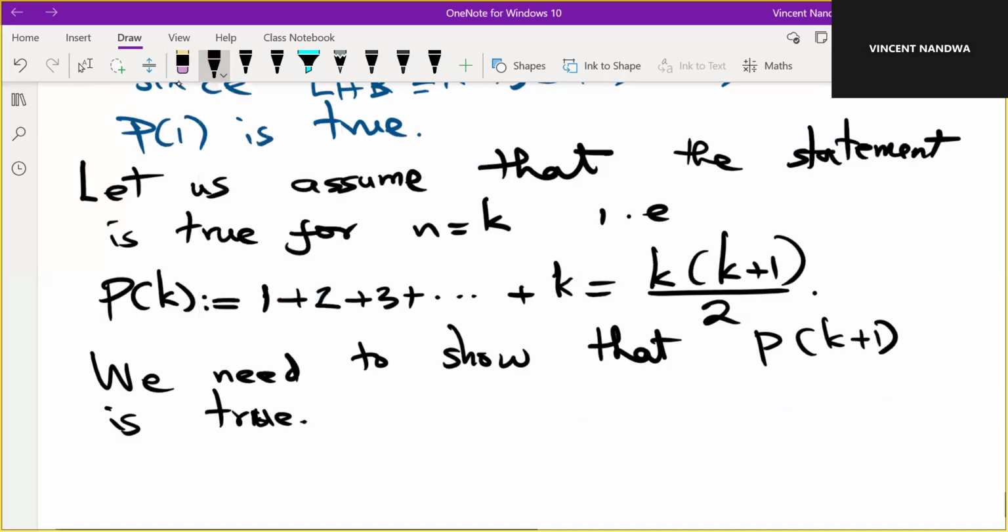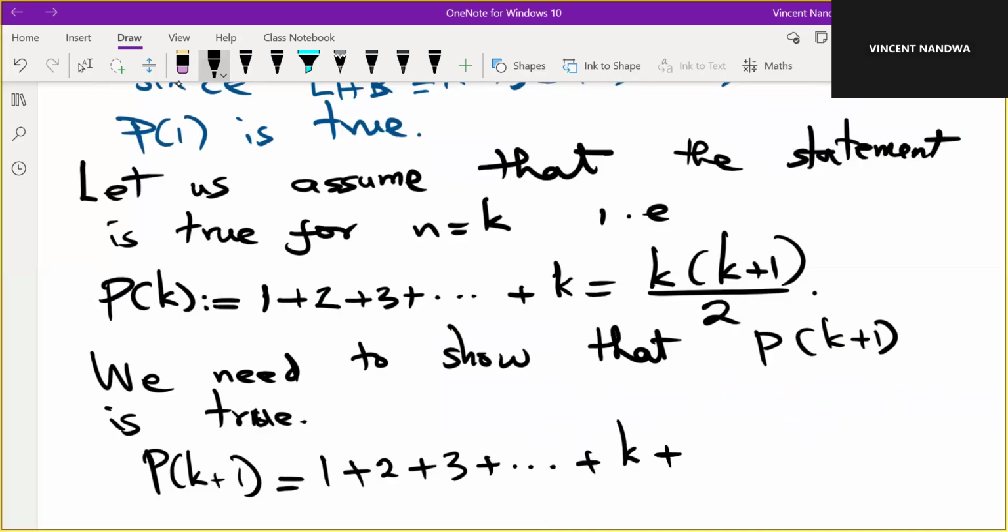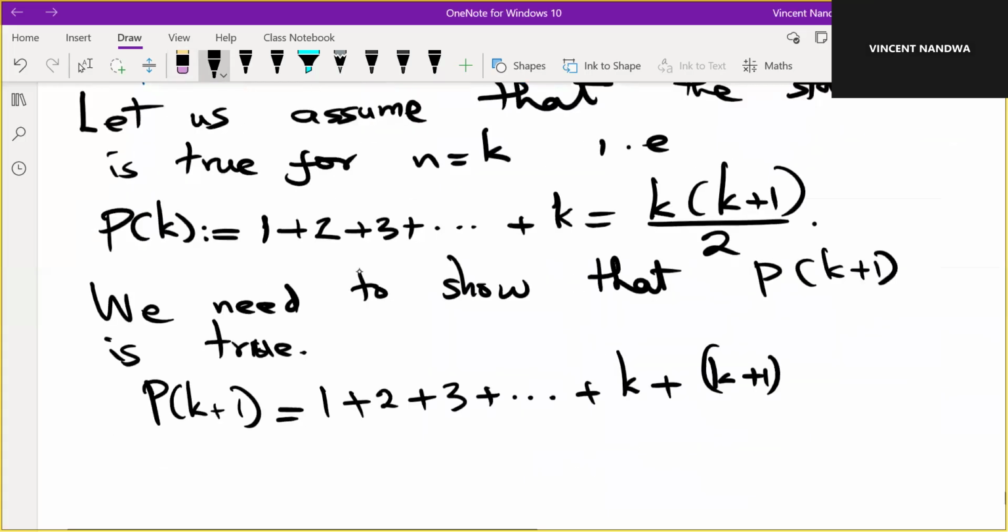So P of k plus 1 will be given by 1 plus 2 plus 3 plus up to plus k. Then from k, I go to the next step, which is k plus 1. But then you don't write equals to what we have actually said that the answer should be. So we need to show that we reduce this to that answer.